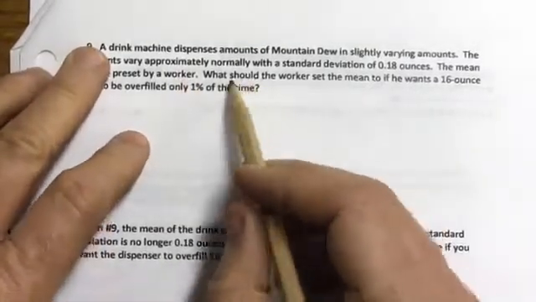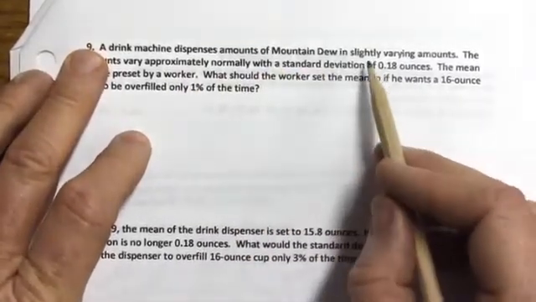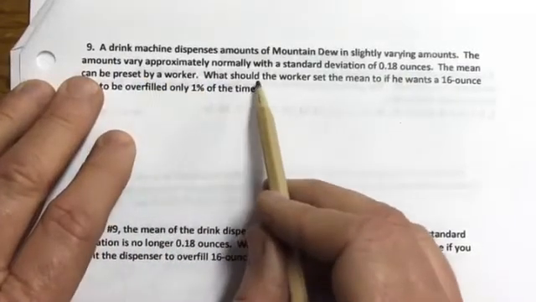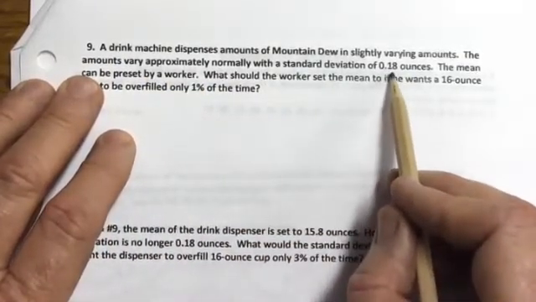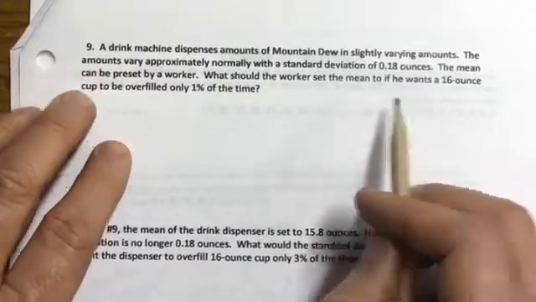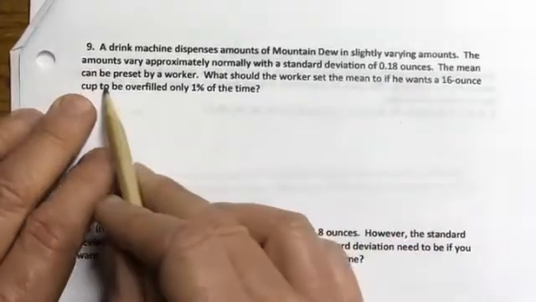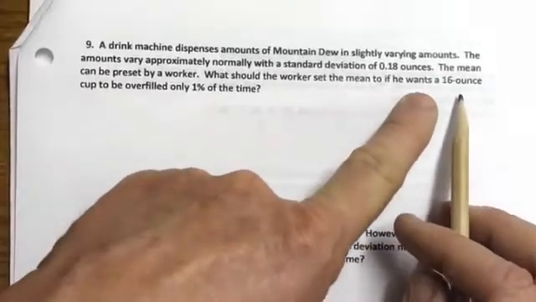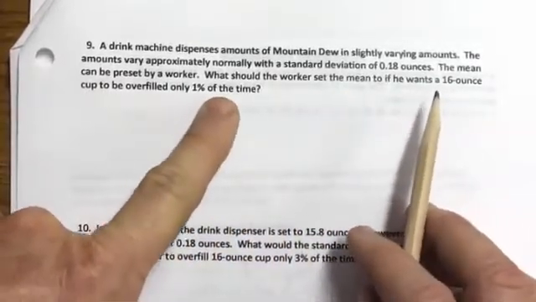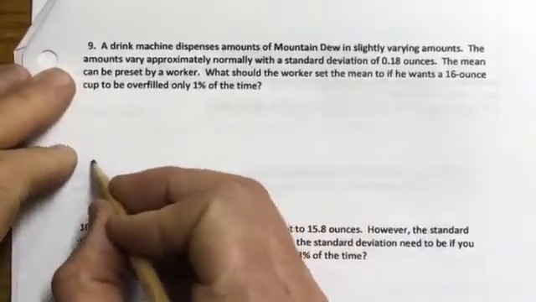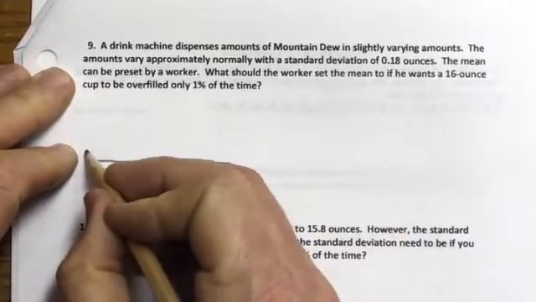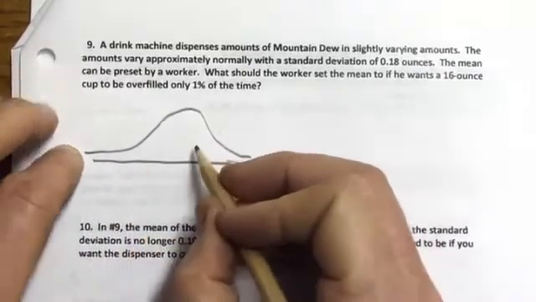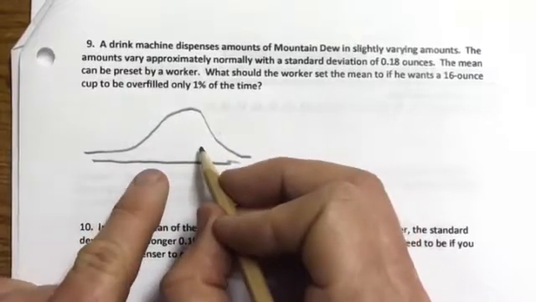So we have a drink machine that dispenses amounts of Mountain Dew in slightly varying amounts. The amounts vary approximately normally with a standard deviation of 0.18 ounces. Okay, it doesn't tell us the mean, by the way. So the mean can be preset by a worker. What should the worker set the mean to if he wants a 16-ounce cup to be overfilled only 1% of the time?